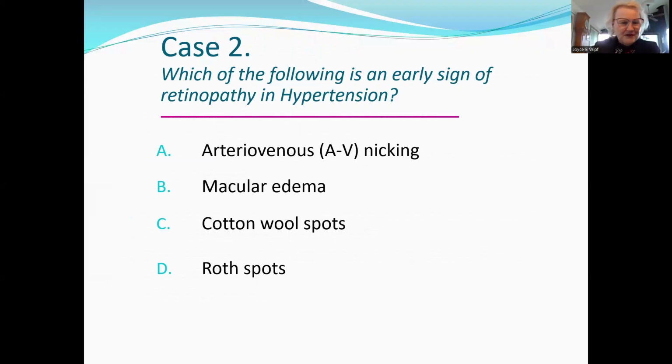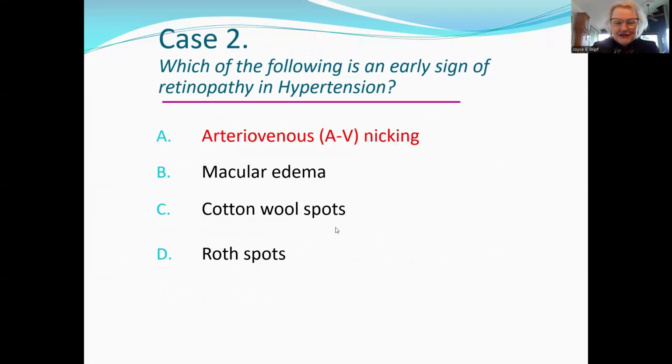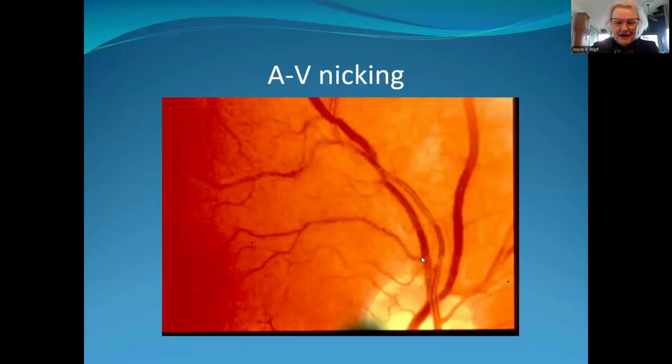I think this will be pretty straightforward. The correct answer here is AV nicking. So what is that? If we're looking close up at the vessels of the retina, we see the wider venule and then the more narrow, almost clearish arteriole that is overriding the vein.